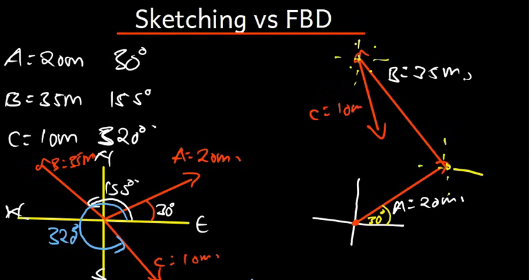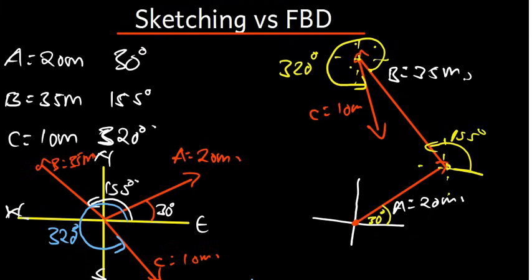So if I want, I can say this vector here, from this line all the way to this line, that is 155 degrees. Then here I'm going to say from this line all the way to this line, that is going to be my 320 degrees. Simple, right? Then we now need to find the resultant.